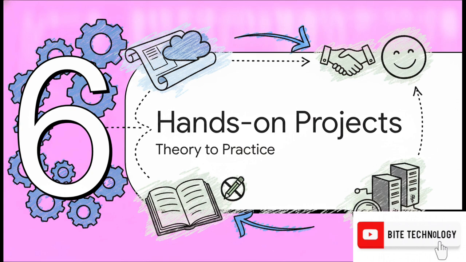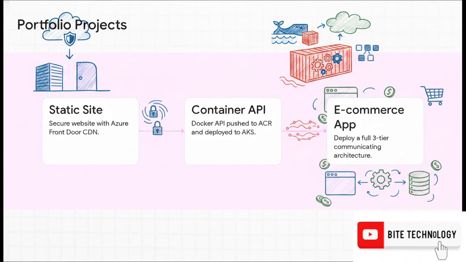Finally, Section 6, Hands-on Projects. We've gone over the blueprint, but honestly, just reading the documentation is not going to get you through a real-world cloud interview. We have to move from theory to practice. So, to help you out, here are 3 progressively challenging portfolio projects that actually prove you understand how all these services interlock. Step 1. Start simple and deploy a secure static website using Blob Storage and the Azure Front Door CDN. Step 2. Containerize an API using Docker, store it in Azure Container Registry, and then deploy it out to an AKS cluster. And Step 3, the holy grail, deploy a full 3-tier e-commerce application. If you can do that, you'll prove you understand exactly how the web, API, and database layers all communicate securely.